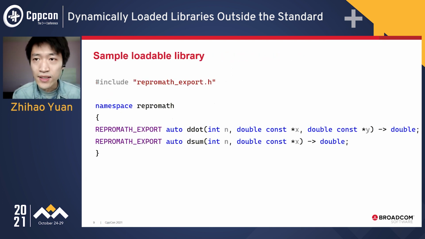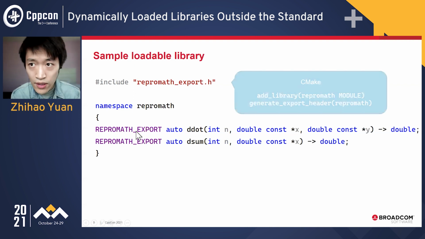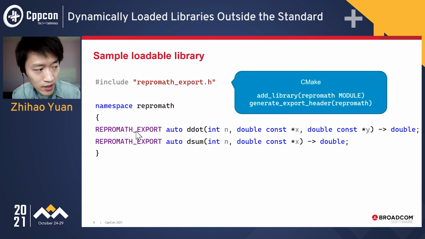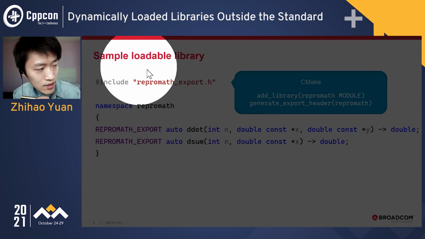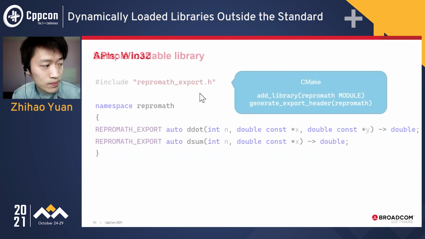So here's a sample loadable library. In this example, I'm creating a dynamic loadable library to do reproducible floating point math. And you can see that here are some special macros, and those are generated by CMake. To create such a library in CMake, you can give a library name and use the MODULE keyword, and then use generate_export_header on this target. And that is how you get this export header, which includes those macros to export them.